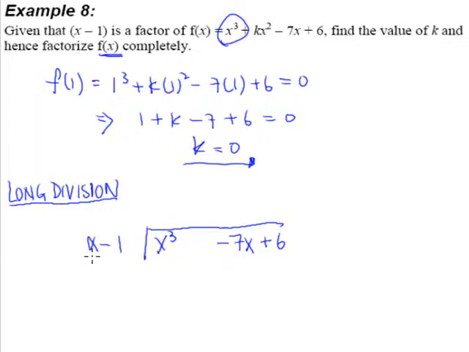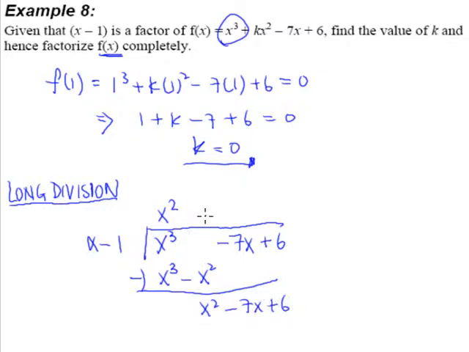Well, something multiplied by x will give me x cubed, so that something has to be an x squared. So when x squared is multiplied by x, that will give me an x cubed, and x squared multiplied by minus 1 will give me a negative x squared. So there's a minus here, and minus a negative x squared will give me a positive x squared, isn't it? Okay, so copy down the rest.